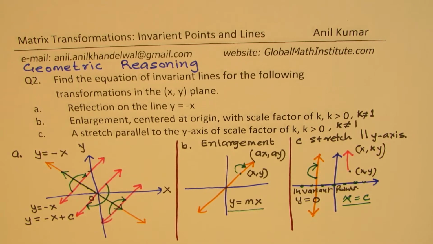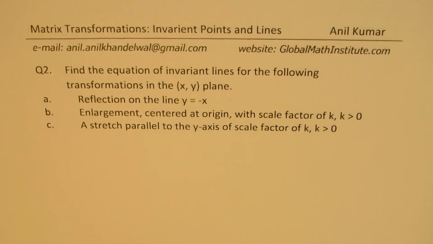So I think that clearly explains how question number 2 can be done geometrically, right? Now, let us also make an attempt to explain the same concepts algebraically using the multiplication of our matrix. So let's take it on a fresh page now. Now let us look into question number 2 and find the equation of invariant lines algebraically using transformations.